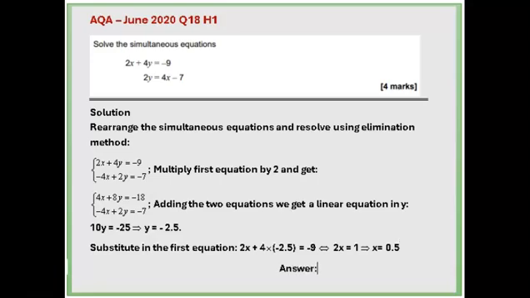So the answer for these simultaneous equations is x equals 0.5 and y equals minus 2.5. And that's all you have to do to get your 4 marks. Very easy and quick.